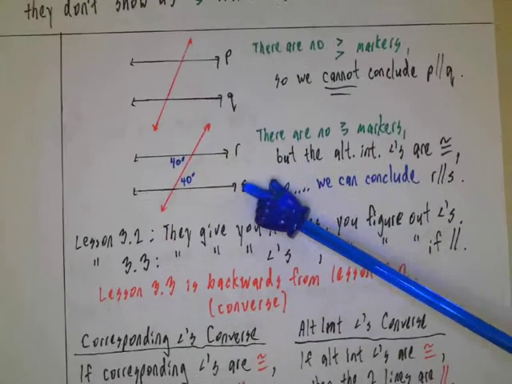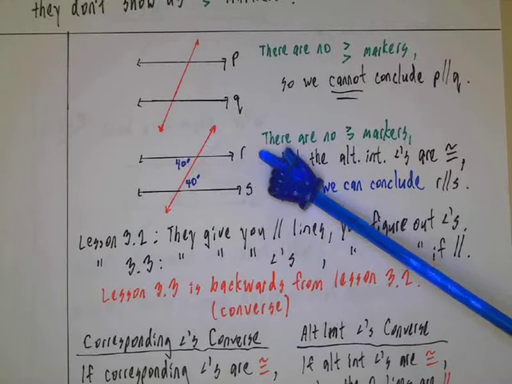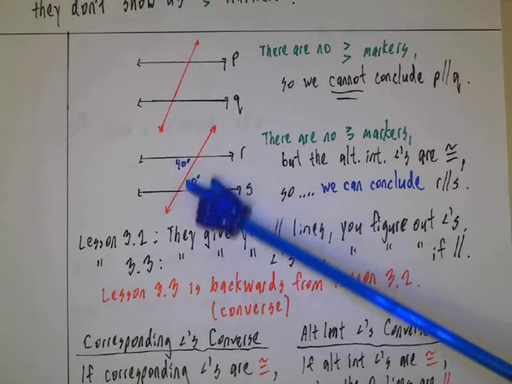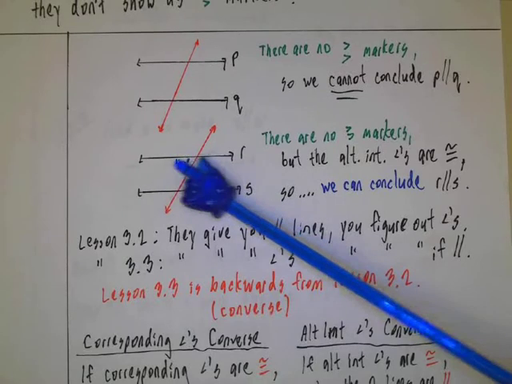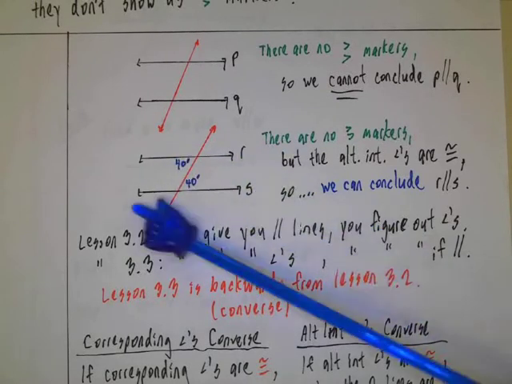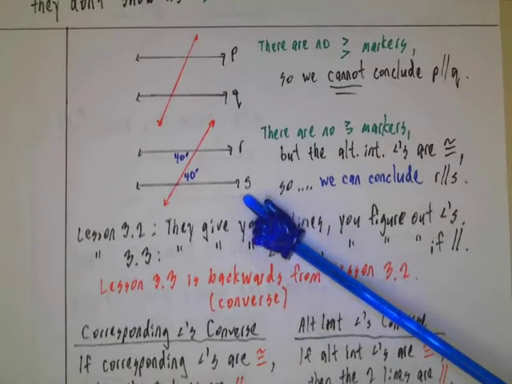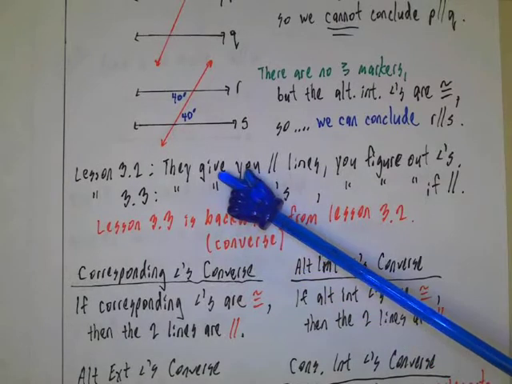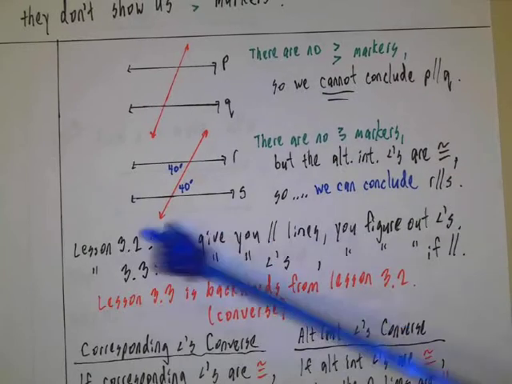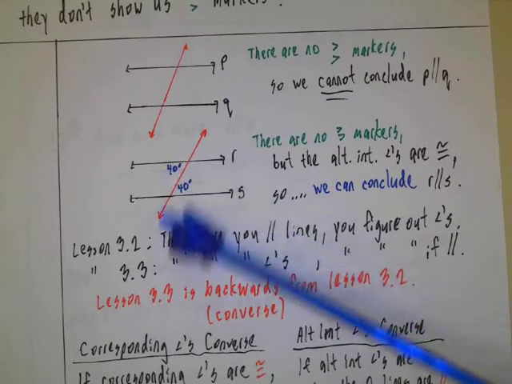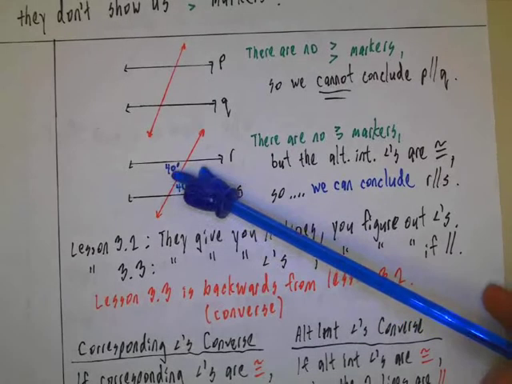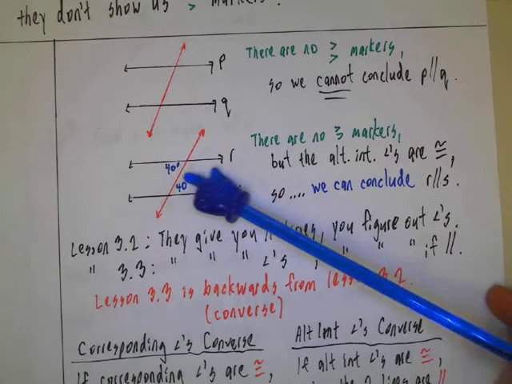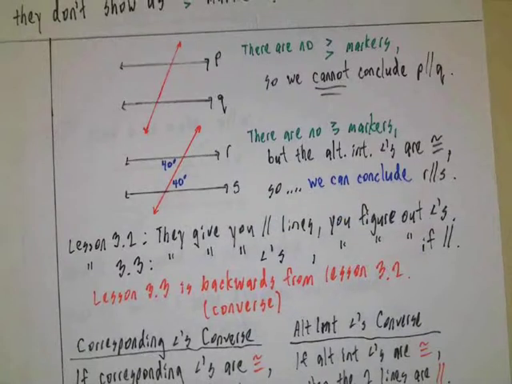That was different from this diagram, where we said yes, line R is parallel to S because we see that the alternate interior angles are congruent. So the only way that these are congruent is if line R is parallel to line S. In other words, lesson 3.3 was the opposite of lesson 3.2. It was the converse of lesson 3.2. In lesson 3.2, I gave you parallel lines and then you figured out the angle measurements. In lesson 3.3, they show you angle measurements and then you have to figure out whether the lines are parallel.